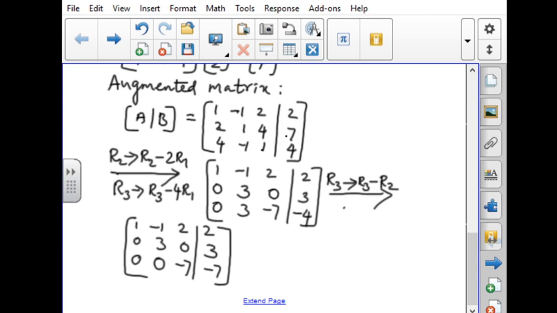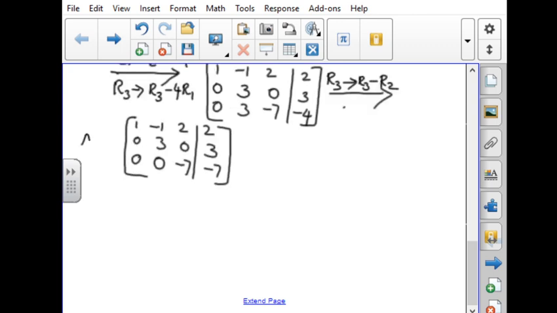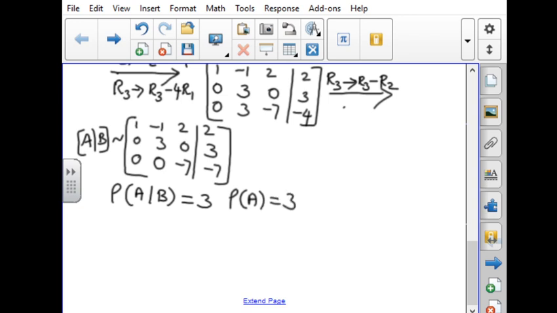A bar B is nothing but this matrix we have. It is in echelon form, and the number of non-zero rows is 3. So the rank of A bar B is equal to 3. Also, when you look at A, this is the A matrix, isn't it? What is the rank of the A matrix? Again, the number of non-zero rows is 3. Therefore, the rank of A is also equal to 3.